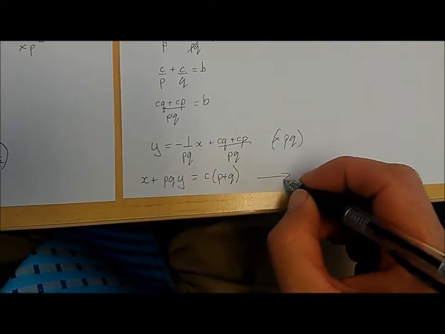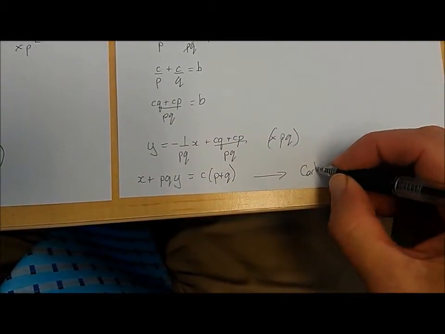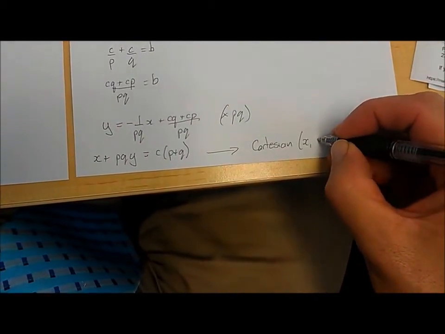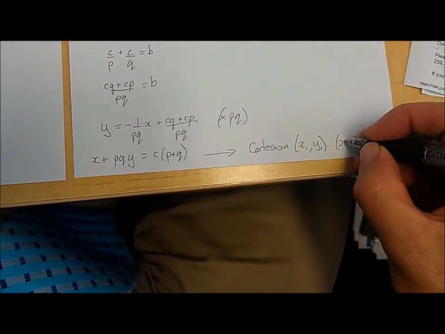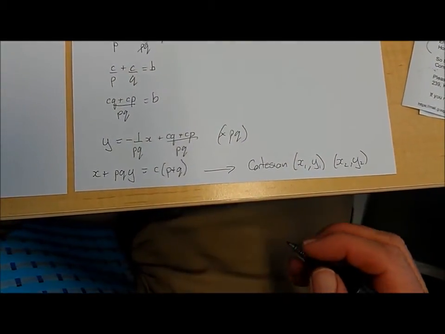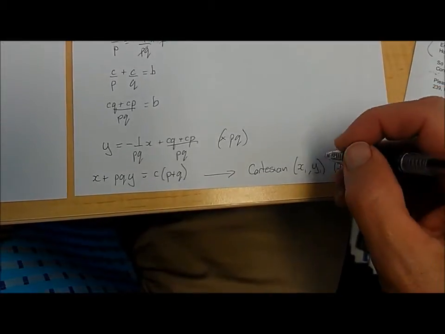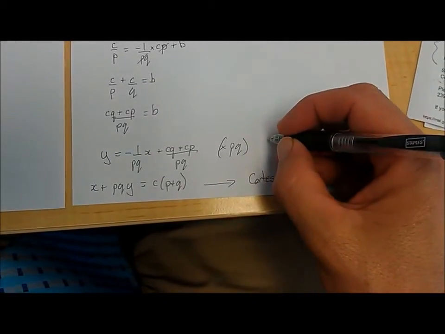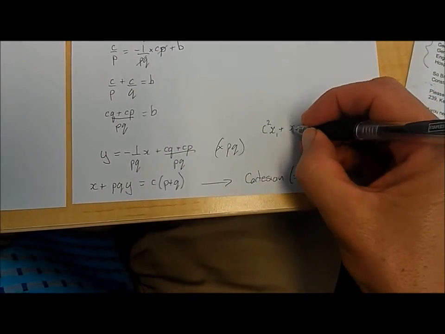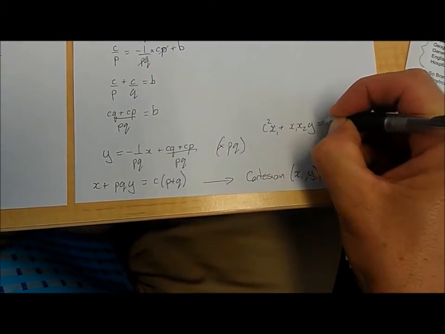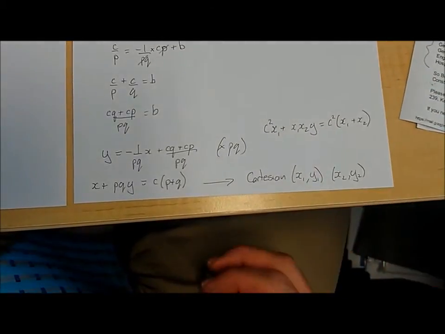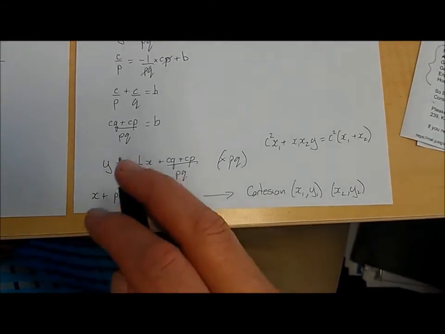Now what I want you to do is repeat in Cartesian form using just the points (x1, y1) and (x2, y2). When you repeat that, I want you to see if you can come up with, as an equation, a little bit more complex and not quite as nice, but anyway, c squared x1 plus x1 x2 y is equal to c squared outside of (x1 plus x2). Okay, just repeat what I've done and see if you can come up with that one.